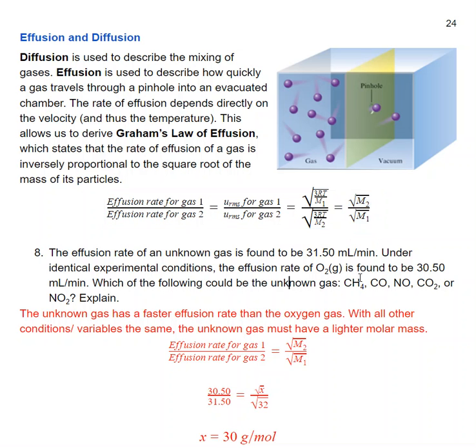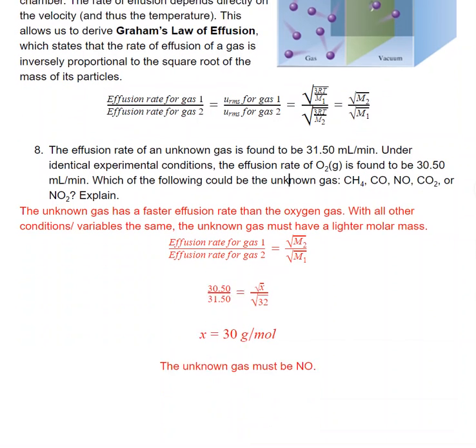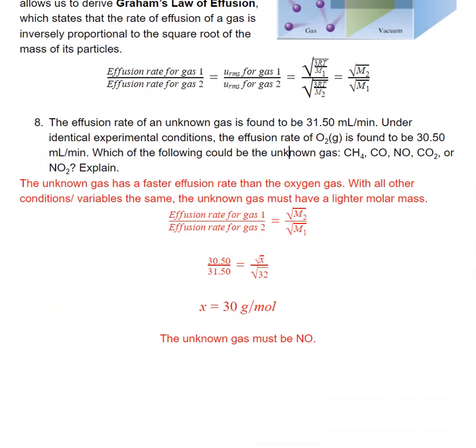The effusion rate for an unknown gas is found to be 31.5 milliliters per minute. Under identical conditions, the effusion rate for oxygen is 30.50 milliliters per minute. Which of these gases could it be? The unknown gas effuses faster than oxygen gas, so this means the unknown gas must be something with a lighter molar mass than carbon dioxide.